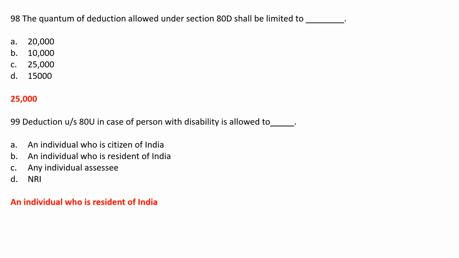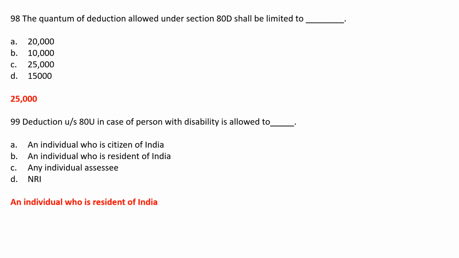The quantum of deduction allowed under section 80D shall be limited to dash. Option A 20,000, option B 10,000, option C 25,000, option D 15,000. The correct answer is option C, 25,000. The quantum of deduction allowed under section 80D shall be limited to 25,000.